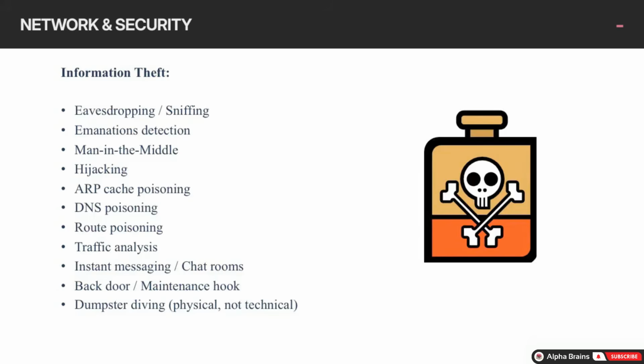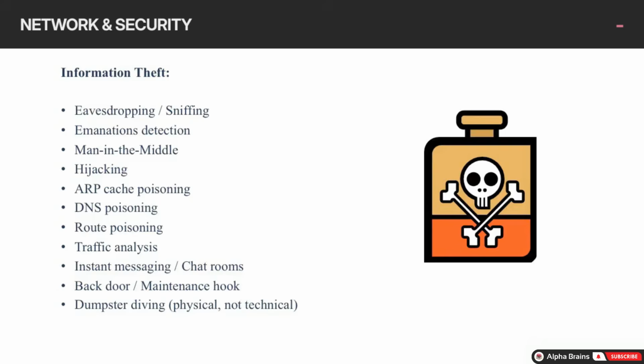ARP cache poisoning poisons the layer 2 MAC address information. That's what ARP does. It does IP address to MAC address resolution, and then the client will cache that mapping in RAM for some period of time. Typically it's 10 to 12 minutes.